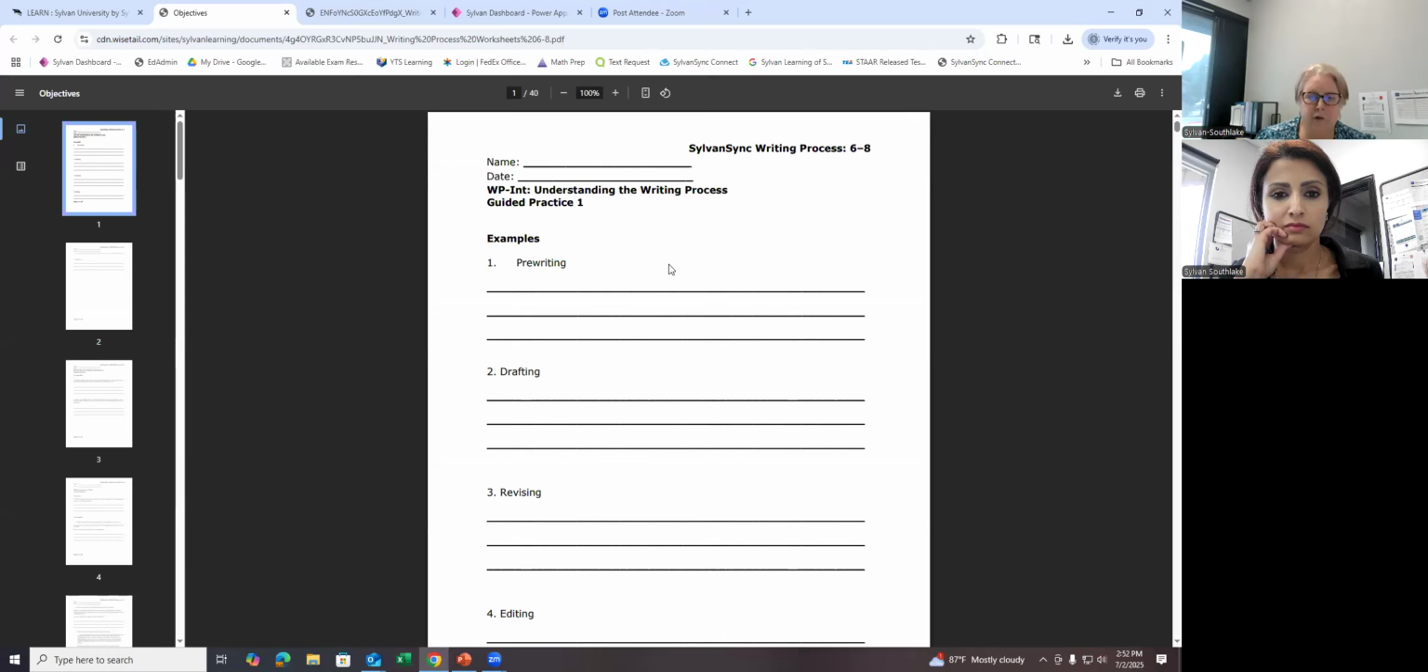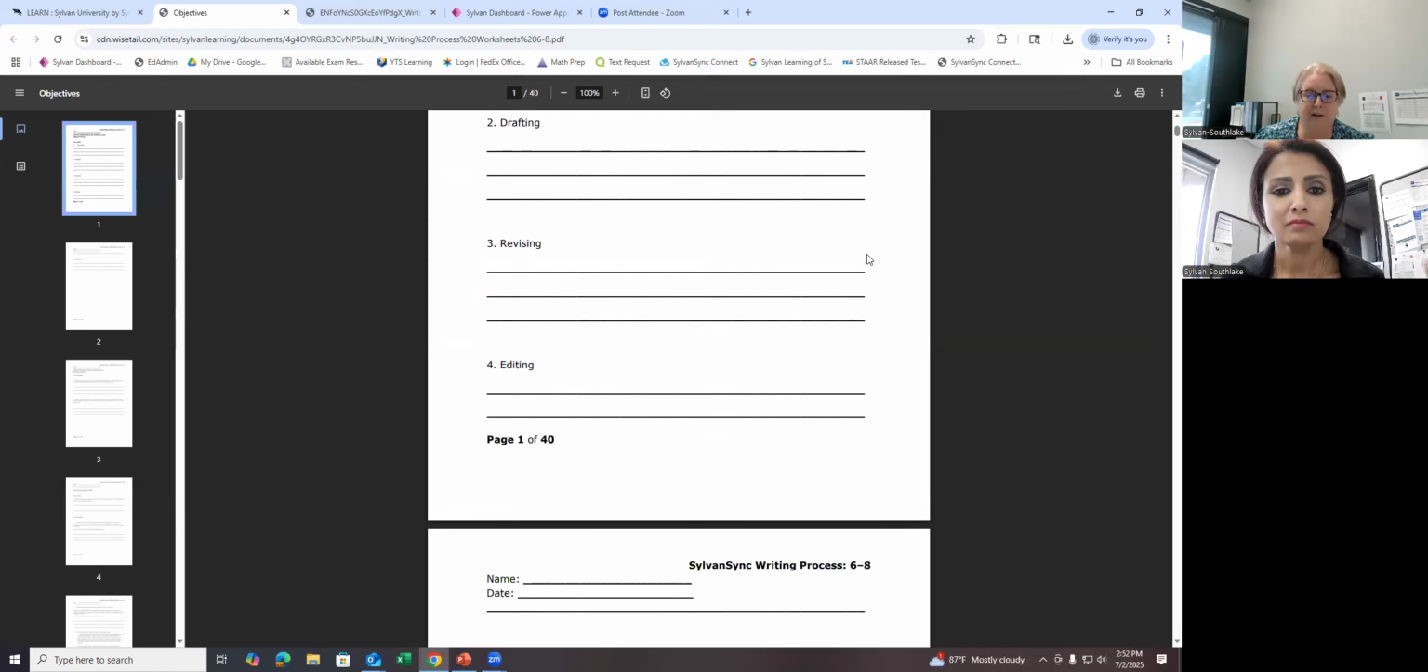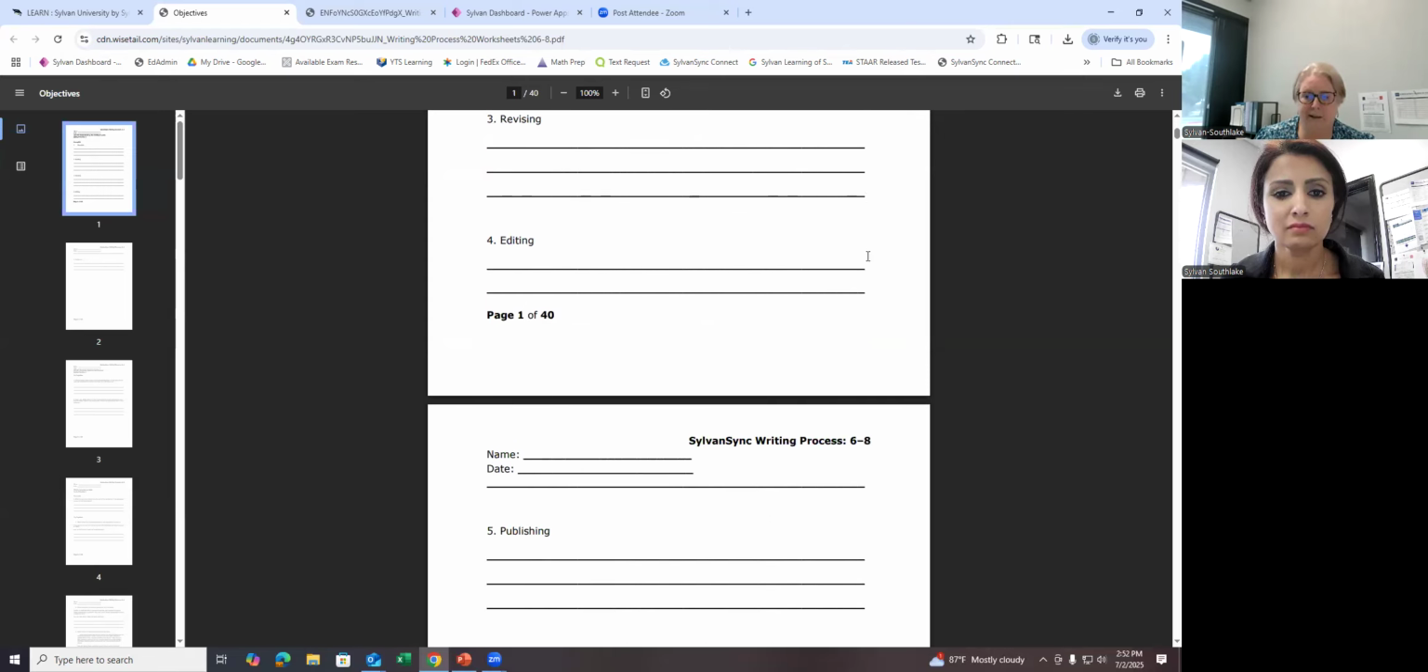Now, I want to show you how this works as we look at these pages here. When you open the iPad for their very first composition strand lesson, it will have guided practice 1, understanding the writing process. They do not do a pretest for the writing process. They do a pretest for vocab and for mechanics. Notice that there are actually places for them to write their answers.